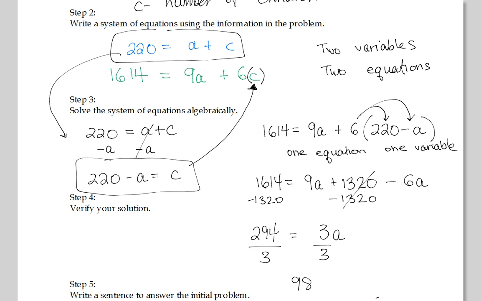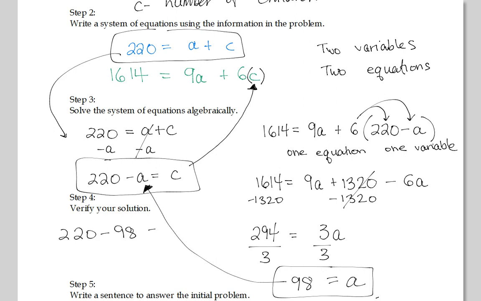So how many adults do we have? A is 98, so 98 adults. If we have 98 adults, how many children? 220 take away 98 is 122 children.